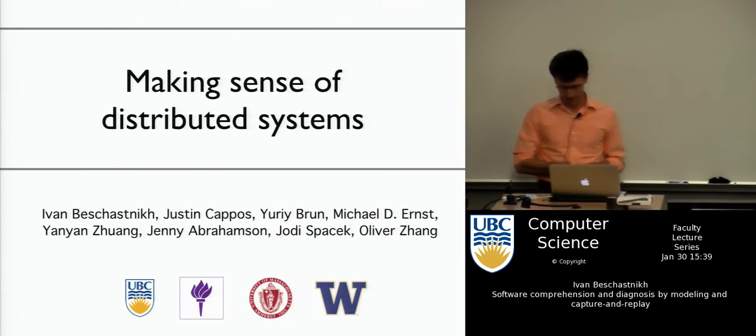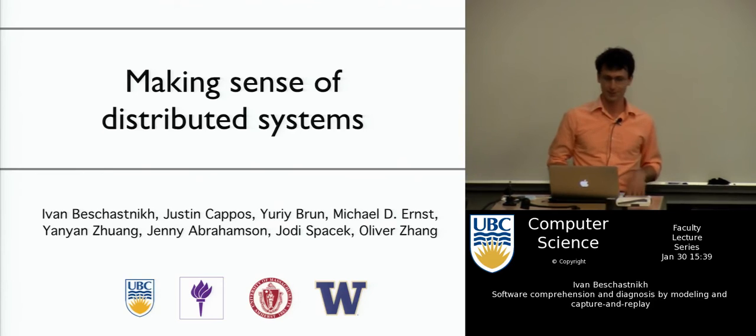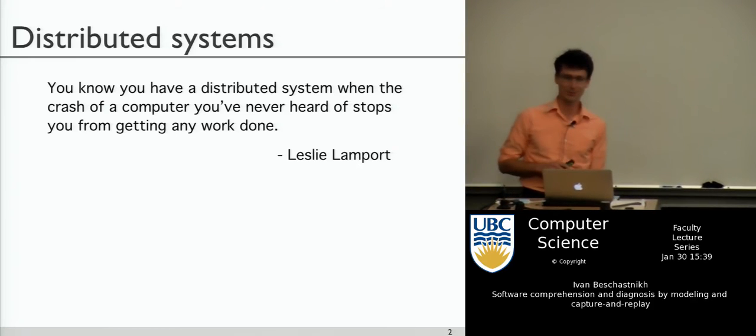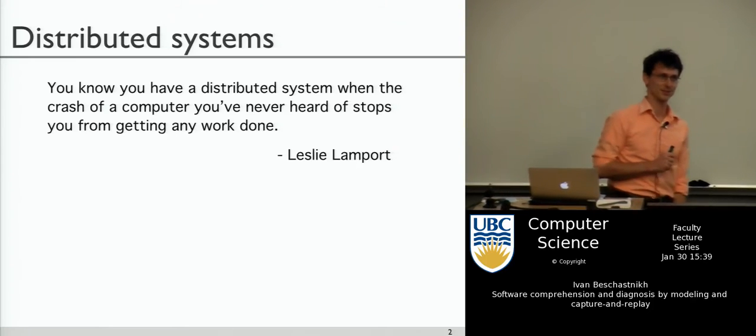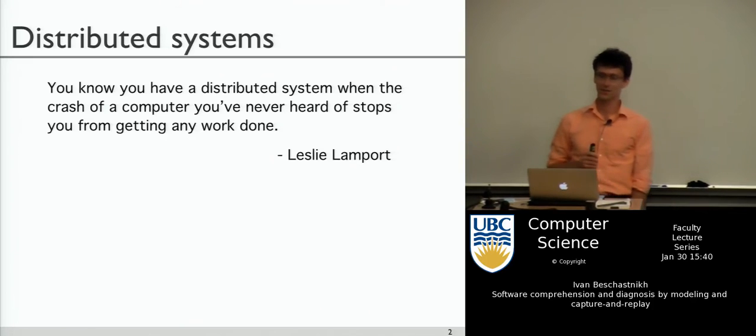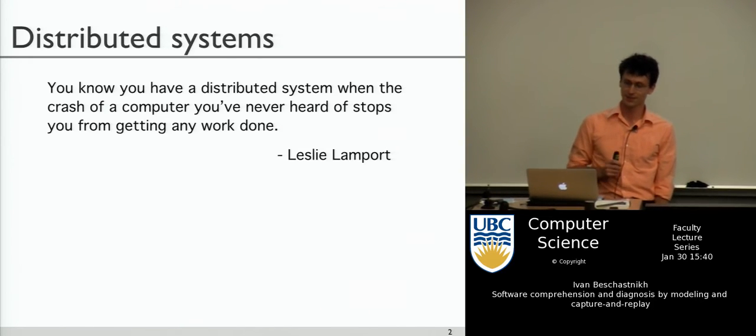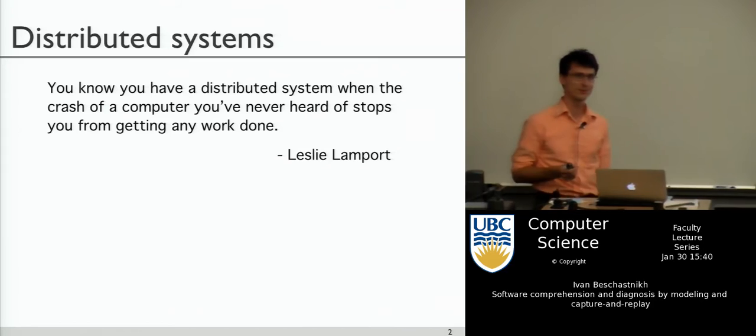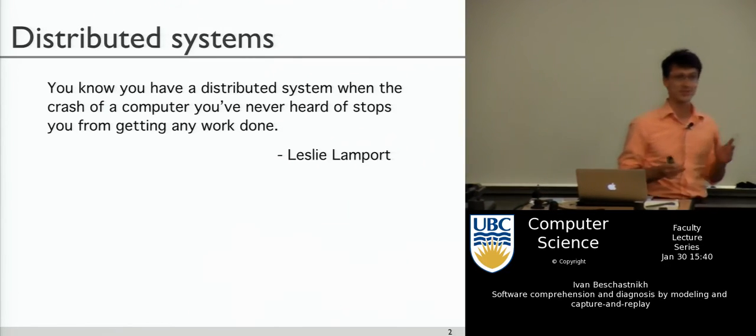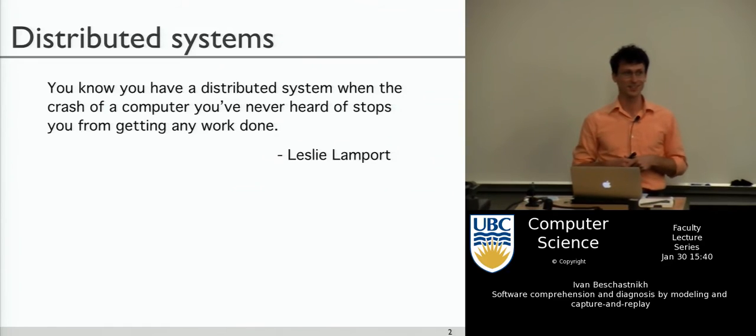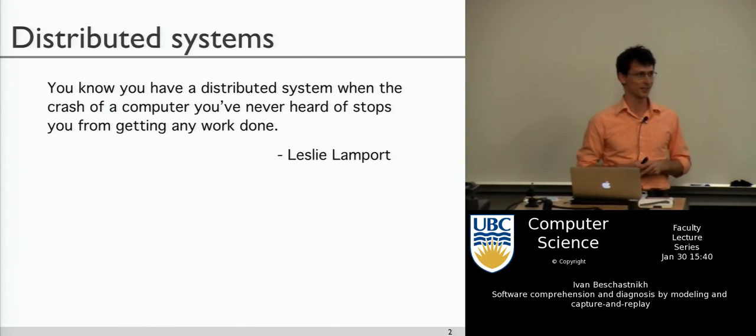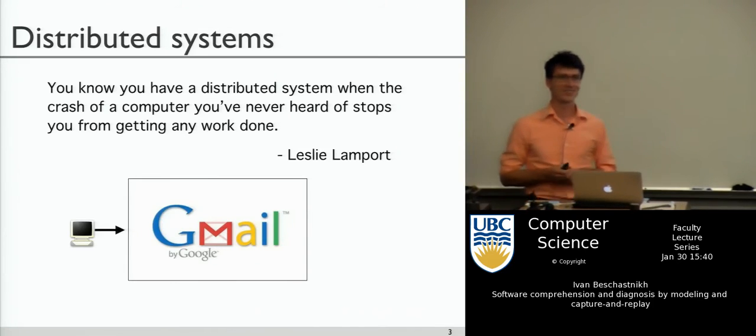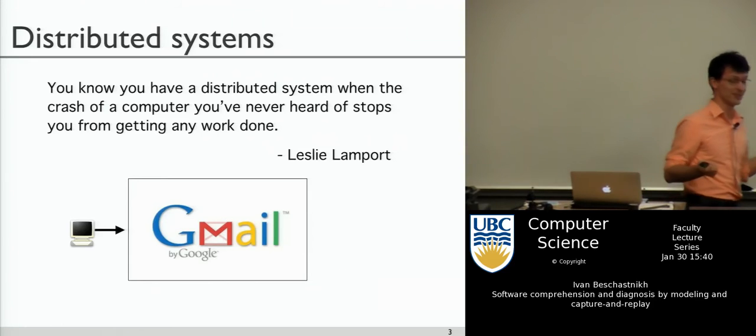So the topic is making sense of distributed systems. To start off, I wanted to define what a distributed system is. This is one of my favorite definitions, and it's by Leslie Lamport. Basically it says, you have a distributed system if, when there's some kind of crash of a computer that you've never heard of, then you know you're not going to get any work done. The problem is, a distributed system is one that is very difficult to reason about. So when there's a failure, you're unable to conceptualize what went on and where the failure came from. A great example of that, Gmail. Last week, we had a Gmail fail.